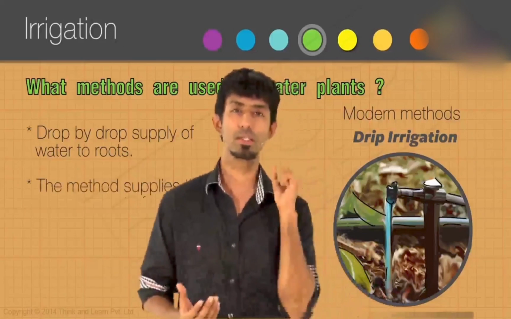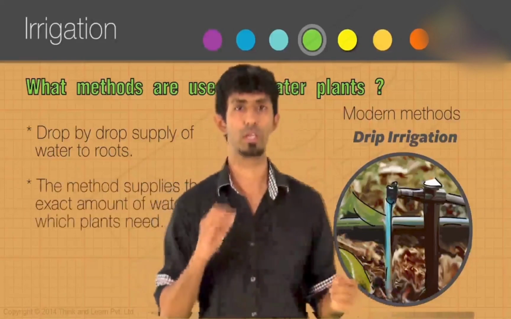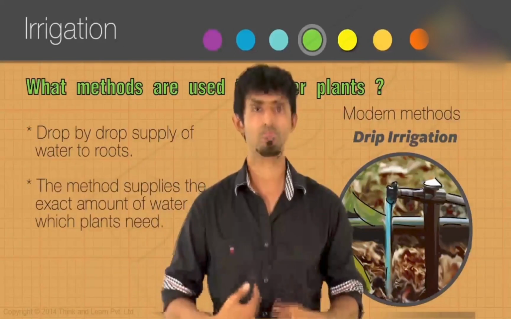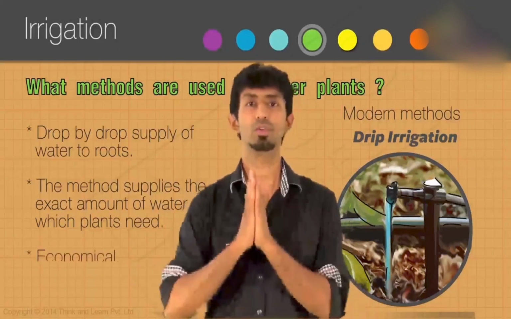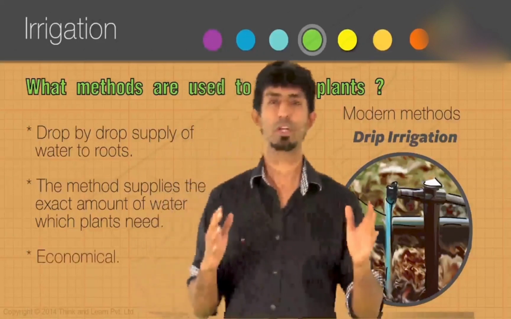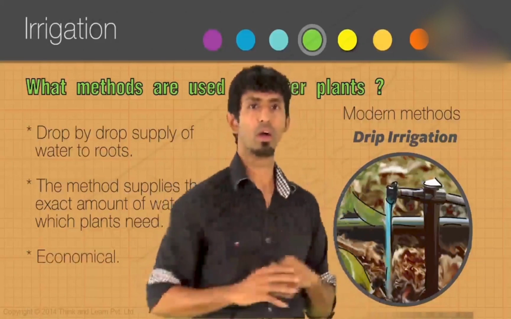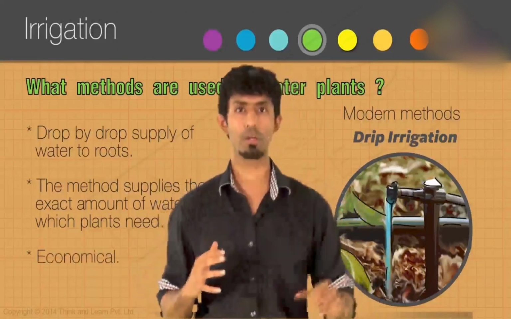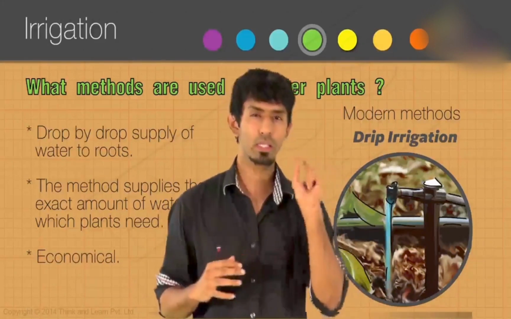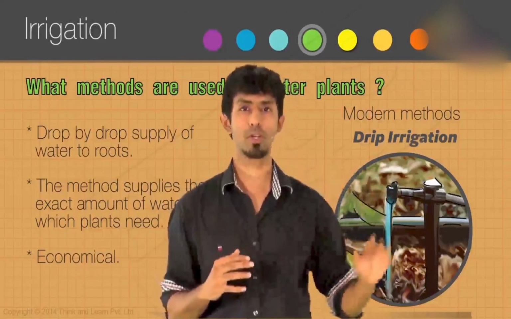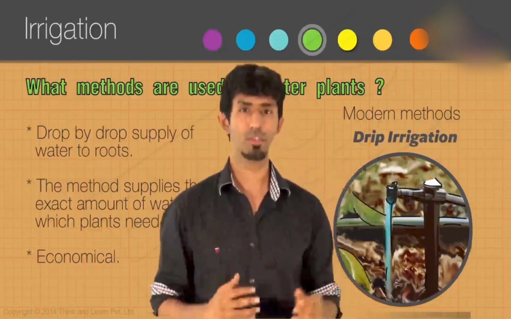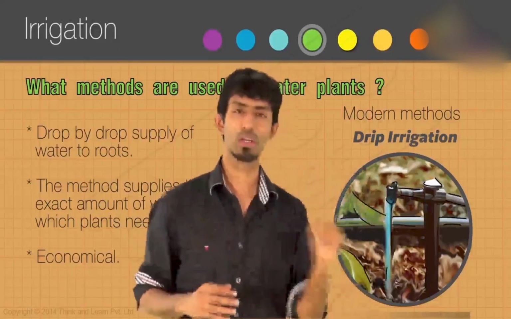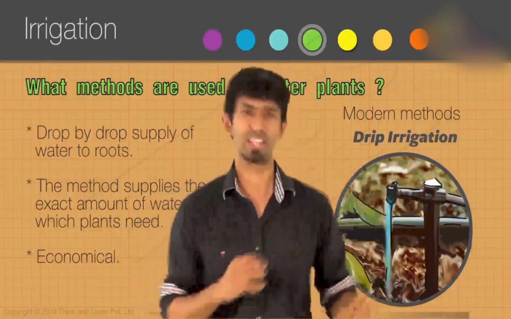So drip irrigation actually supplies water just at the rate and speed at which the plants can assimilate it. They can eat it, right? So drip irrigation is very, very economical. You have an entire system of pipes and tubes whereby each plant gets the right amount of water drop by drop. So it's very economical, it's very efficient, and goes right to the root. These outlets are there right at the root.